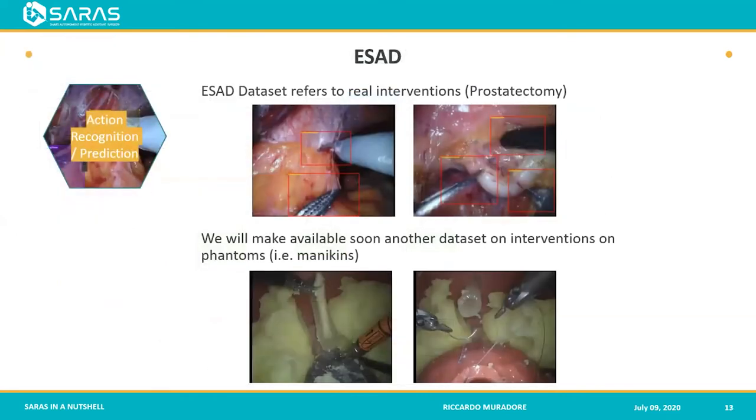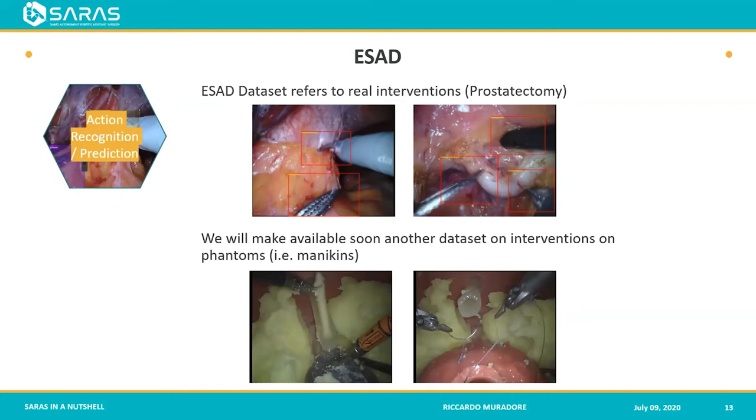So the data set that we are talking about today refers to real intervention of prostatectomy. I would like to point out that, as soon as possible, we will also make available another data set where the intervention is no more on a real patient, but on mannequins. During this project, we developed very sophisticated phantoms, so mannequins of the human abdomen. And with this mannequin, you can really perform the most interesting part of the prostatectomy procedure. And also we can decide to include an unexpected event to test how well our system reacts to this event.